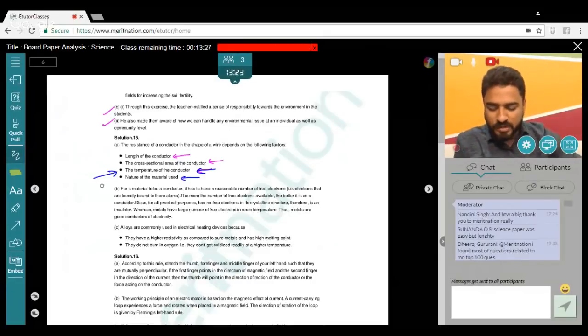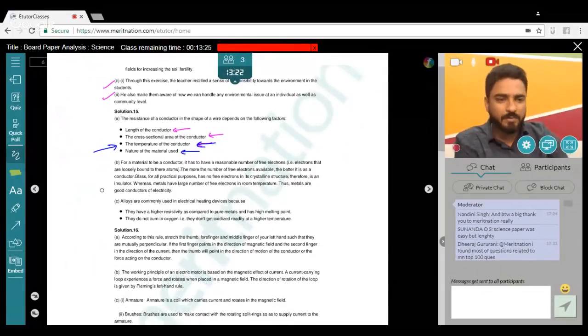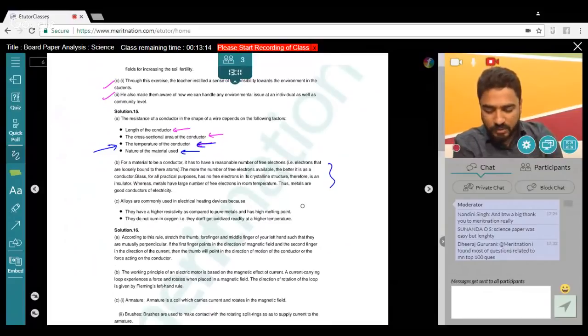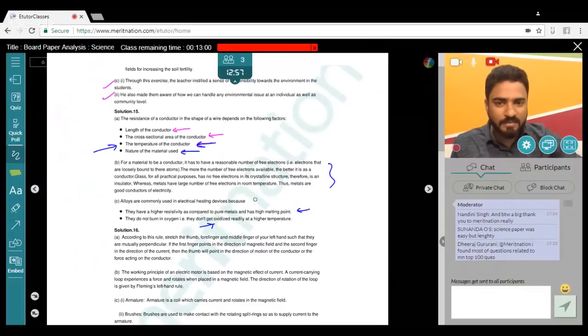Why are metals good conductors of electricity? Yes, definitely, that is because they have a good number of free electrons, due to which they are able to conduct electricity. This theory portion, its elaborate answer you can observe over here. And why are alloys commonly used as electrical heating devices? The reasons are that they have a higher melting point and they don't get easily oxidized at higher temperatures. So these are the 2 points for the C part of the 15th question.